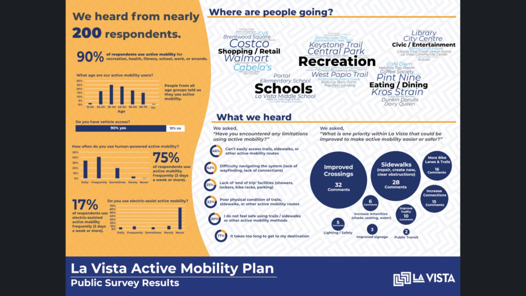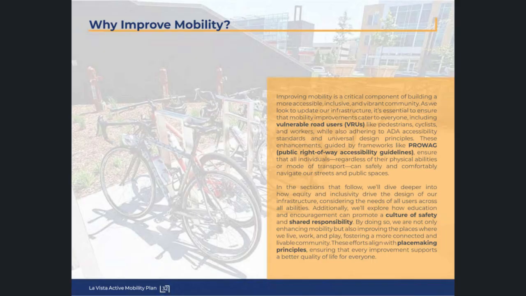Craig, do you want to talk a little bit more about the specific components that are all in our active mobility plan? So the plan starts off with some background information, some introduction about why we improve mobility. This is a document that's going to be part of the comprehensive plan. It's going to be part of the planning process for the city of La Vista, and so it needed to have some background as to why we're improving mobility.